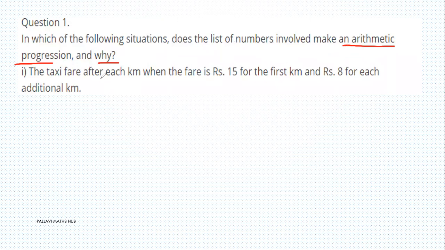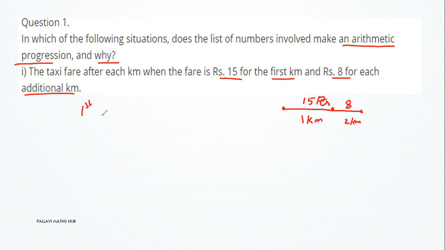The taxi fare after each kilometer, when the fare is 15 rupees for the first kilometer and 8 rupees for each additional kilometer. This is the starting point. You travel only 1 kilometer. What is the taxi fare? The taxi fare is 15 rupees. You travel 2 kilometers, then you need to pay an extra 8 rupees, meaning 15 plus 8.